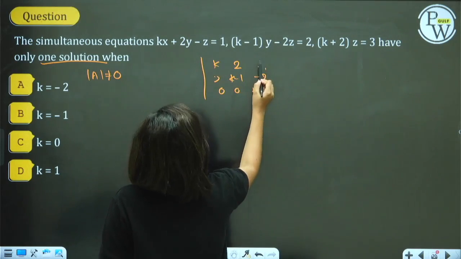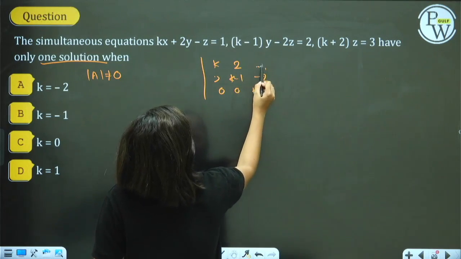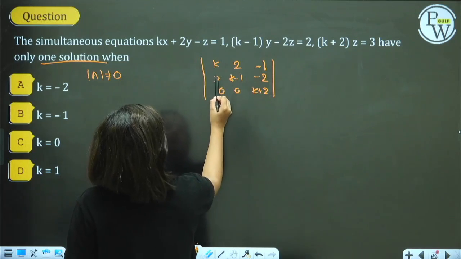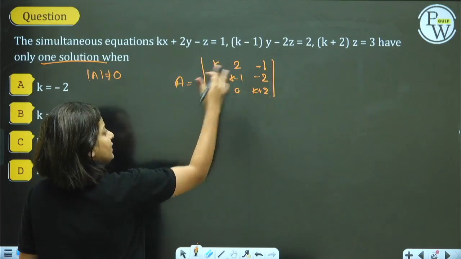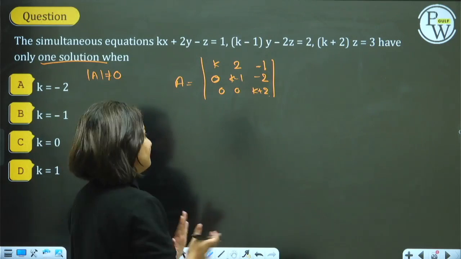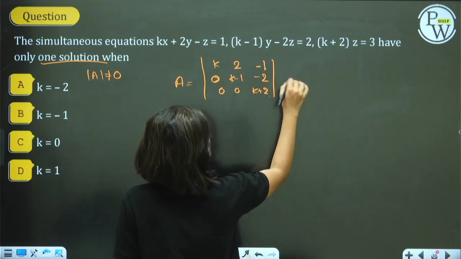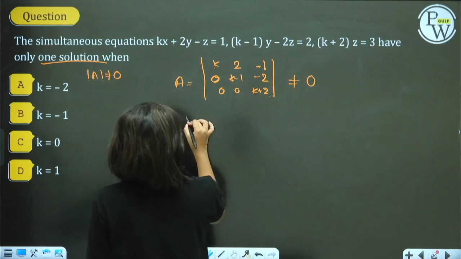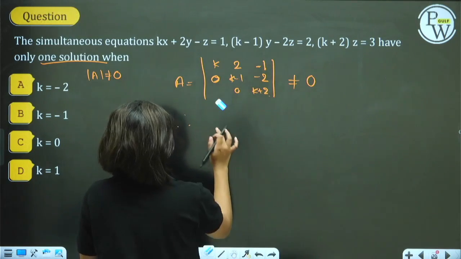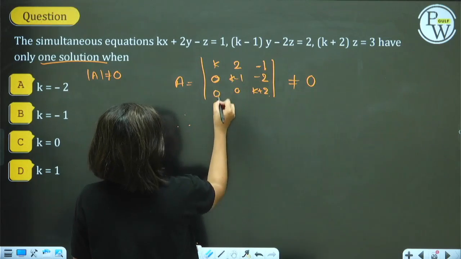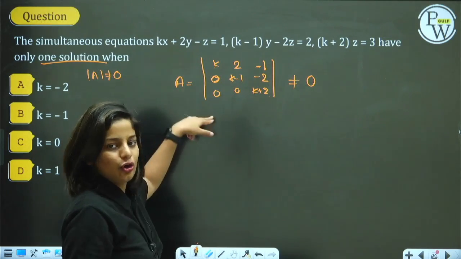K, 2, minus 1, 0, k minus 1, right. This is my A. All the coefficients nicely written. Now this A, this determinant should not be 0. Let's try to expand this determinant. Can you see where is the maximum number of zeros? Along row 3 or along column 1?